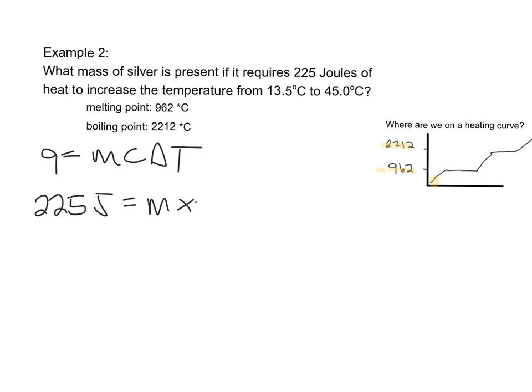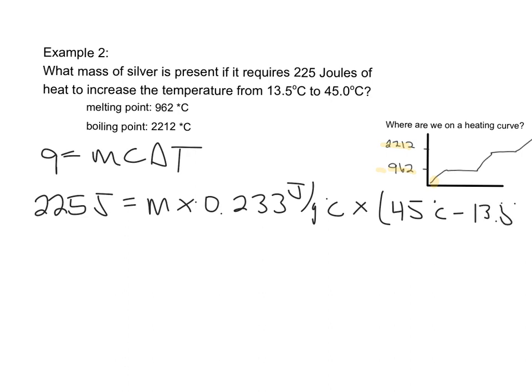So look at my giant list. Specific heat of silver is 0.233 joules per gram degree Celsius times its change in temperature. So in this case, final minus initial is going to be 45 degrees Celsius minus 13.5 degrees Celsius. So I'm going to go ahead and calculate that. 45 minus 13.5 is going to be 31.5 degrees Celsius, our change in temperature.